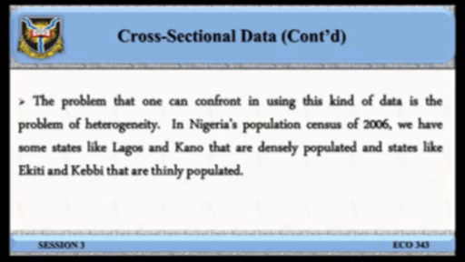In Nigeria's population census of 2006, we have some states like Lagos and Kano that are densely populated, and states like Ekiti and Kebbi that are thinly populated. If we include heterogeneous units in the statistical analysis, the size or scale effect must be taken into account so as not to mix apples with oranges.